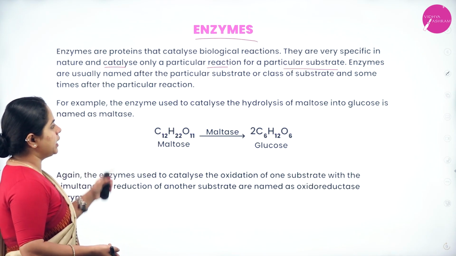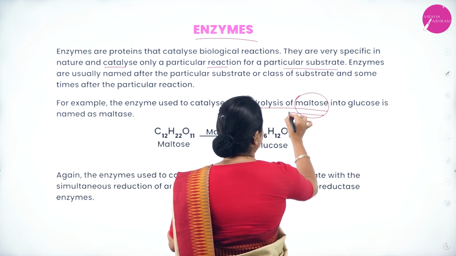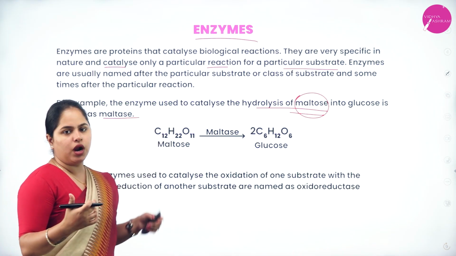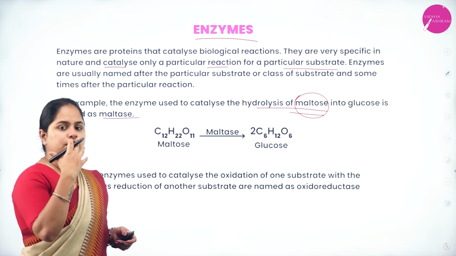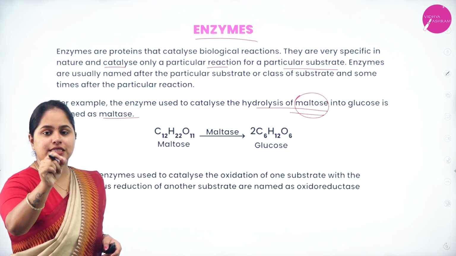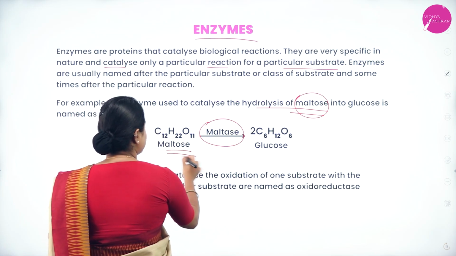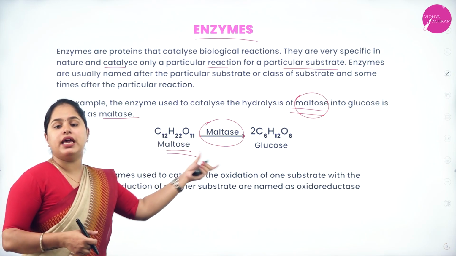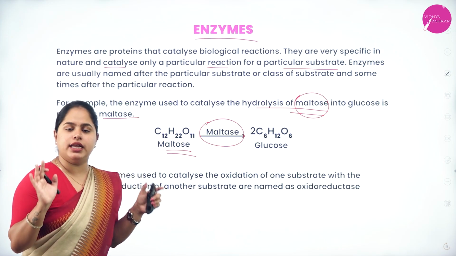For example, the enzyme used to catalyze the hydrolysis of maltose into glucose is named maltase. So which is the substrate here? It is maltose. Maltose is getting hydrolyzed. So maltose is the substrate. Maltose will give you two molecules of glucose only when this particular enzyme is present, which is the enzyme maltase. So the name maltase comes from the substrate which is maltose itself. Okay, so only maltase is the enzyme that can be used for the conversion of maltose to glucose. No other enzymes can be used.